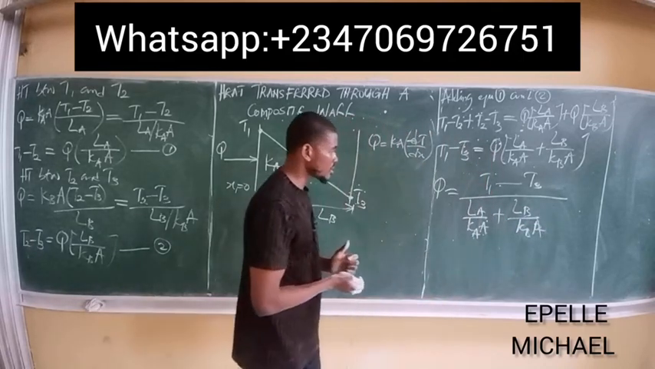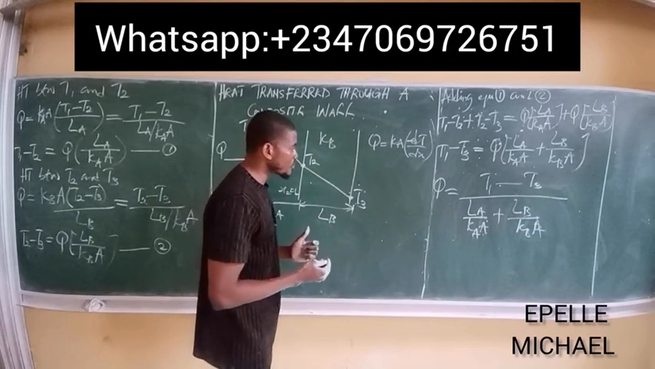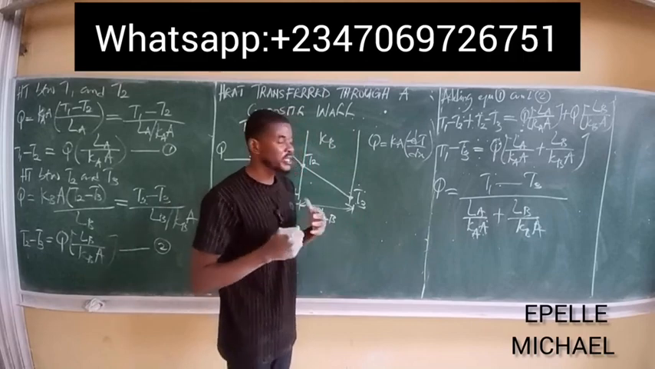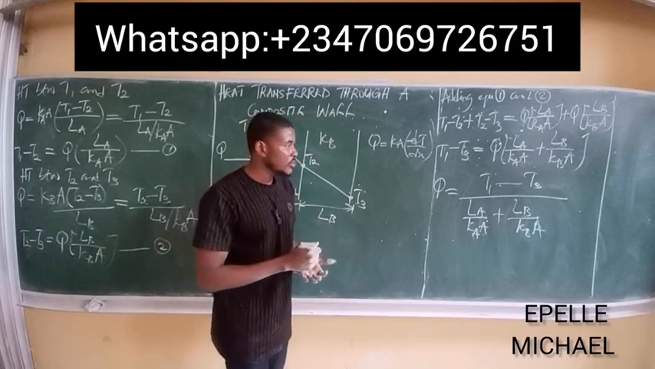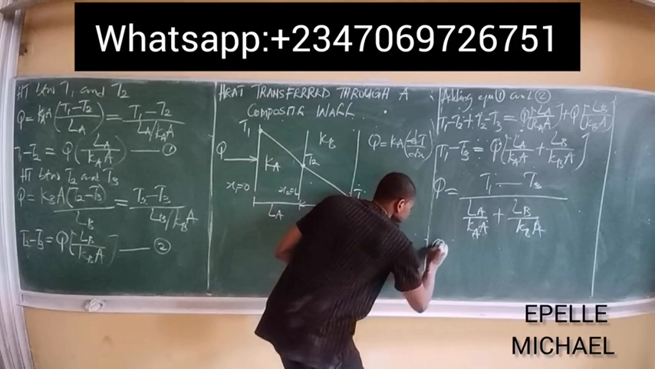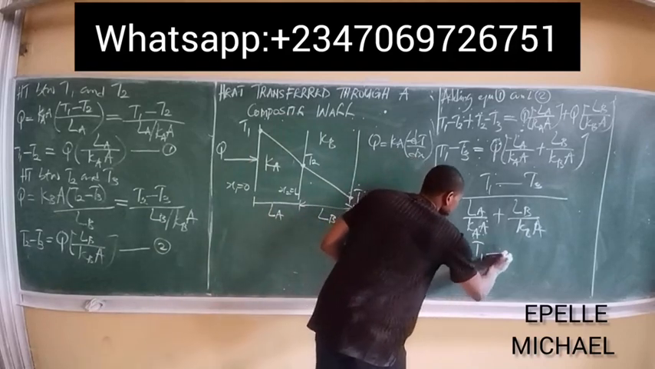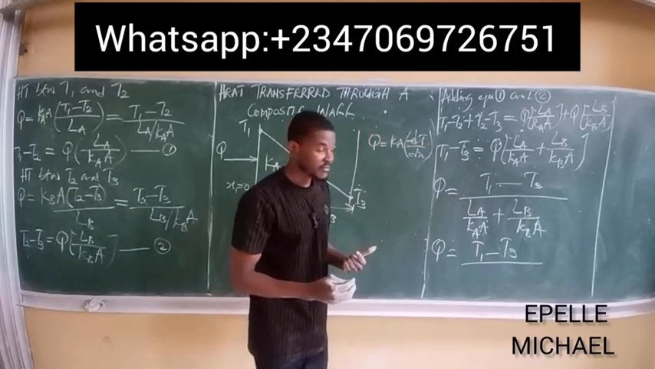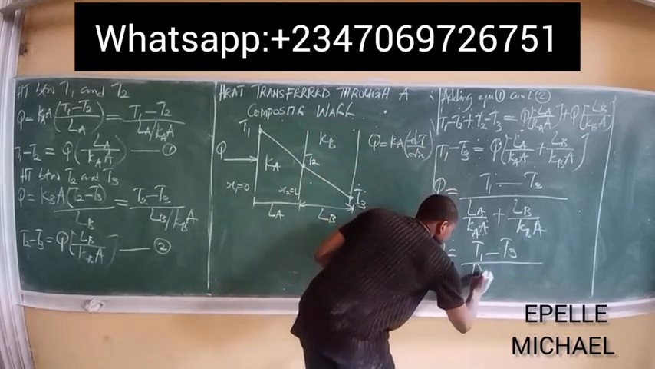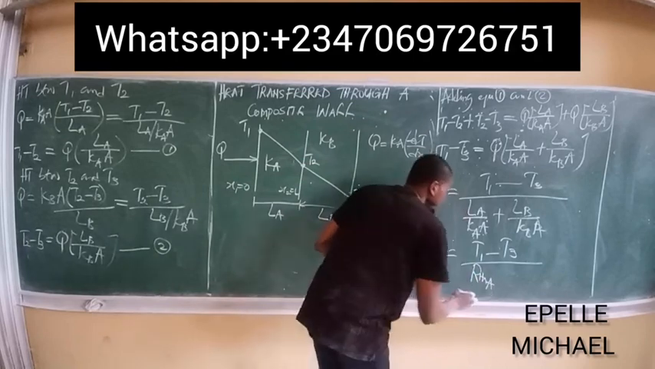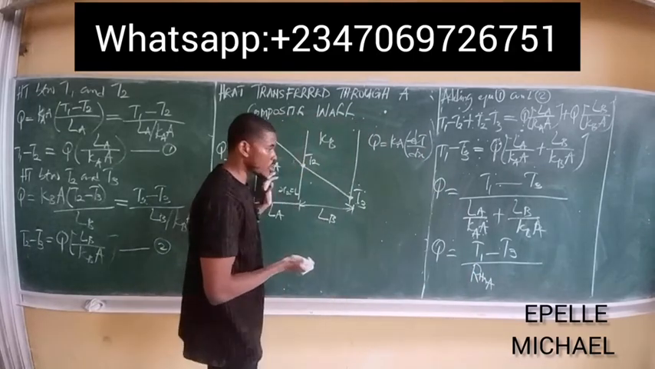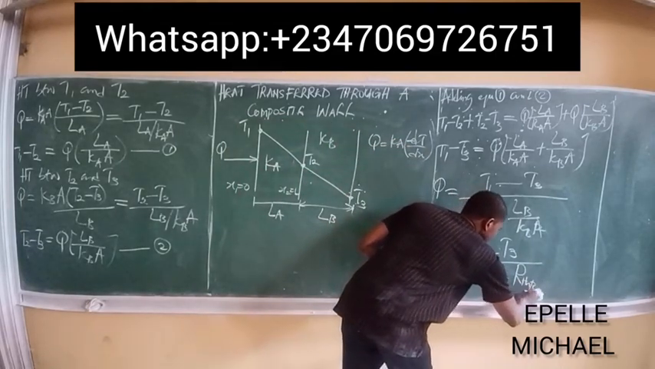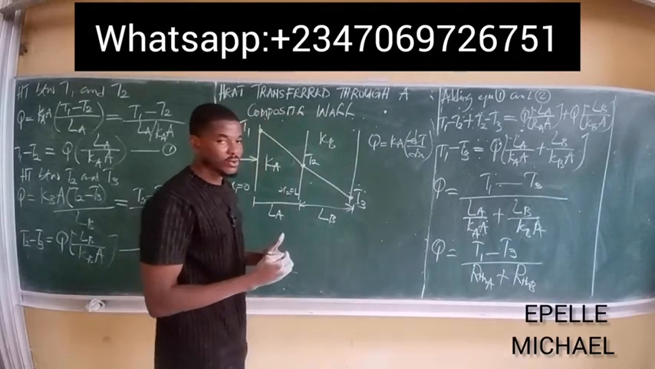So you have this equation, but not forgetting that we said in the previous video that L over Ka actually stands for what is called the thermal resistance. Which means this heat is actually equal to T1 minus T3 all over RTHA, which is simply the thermal resistance of the first wall, plus RTHB, which is simply the thermal resistance of the second wall.